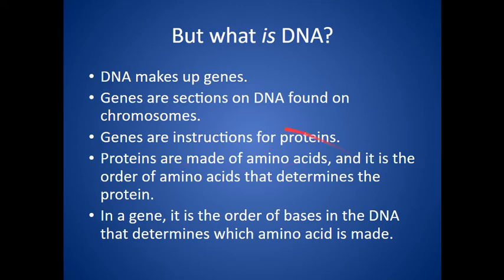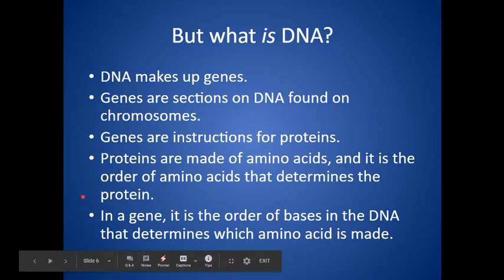Proteins are made up of amino acids. Basically, amino acids are produced from the DNA, which is the code, and lots of these amino acids join together to form proteins. Now, the order of amino acids determines what type of protein it would be. In a gene, it is the order of bases in the DNA that determines which amino acid is made.